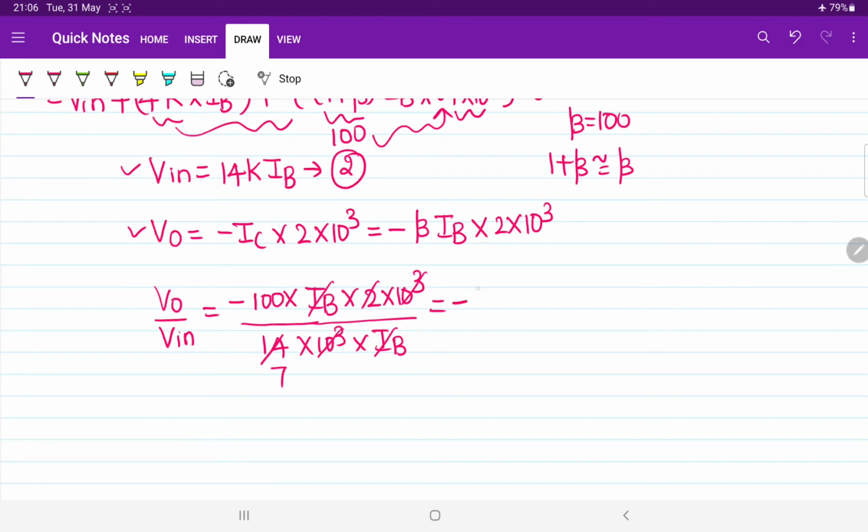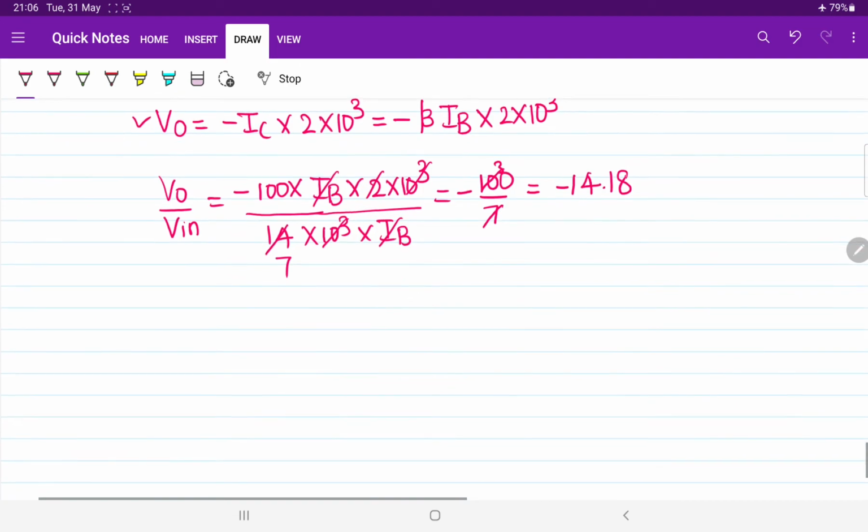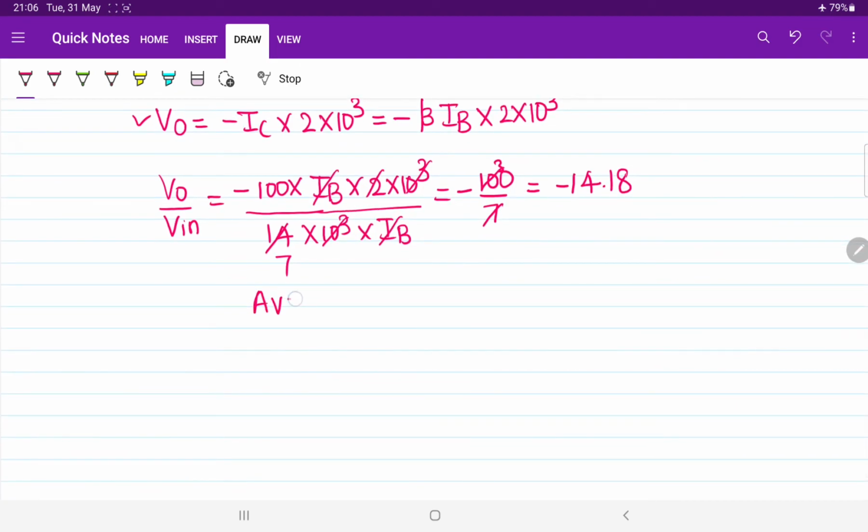So this will be equal to minus 100 by 7, or you can also reduce it. Let us reduce this. If I cancel this value, what will you get? 1 times 7 is 7, remainder will be 3, and so on, so this will become about 14.28. So that is the value of the voltage gain. Successfully we got the voltage gain for the given common emitter configuration, minus 14.18.